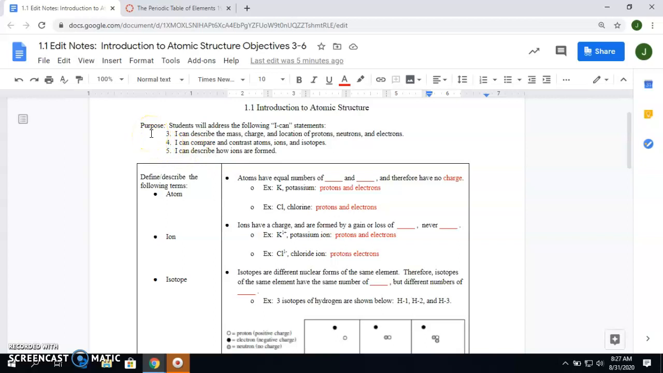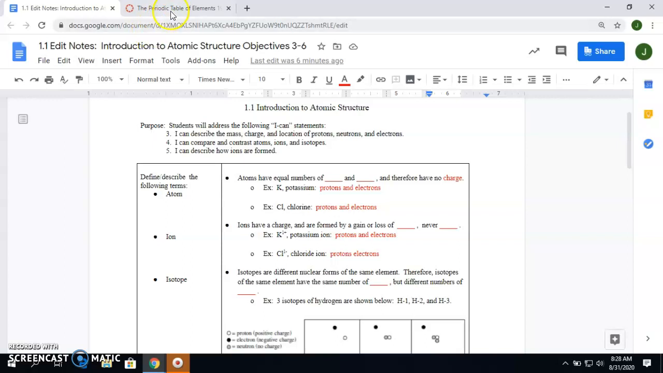Mainly this has to do with subatomic particles, like where you find them, what charge they are, and then also definitions for the terms atoms, ions, and isotopes, and how those ions are formed. If we have a little understanding of how ions are formed, it's going to help us to understand how many electrons are inside an ion.